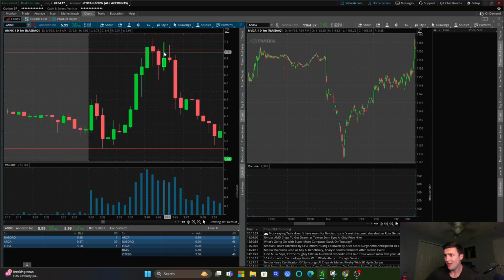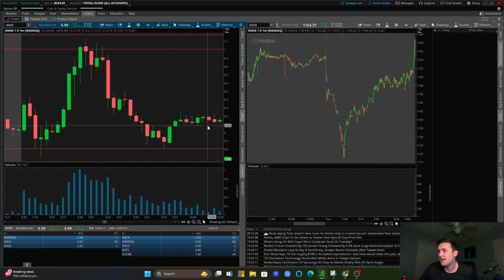But look how powerful these lines work, because now you have identified a clear rejection. We had a rejection here. We tested it again, came back, almost tested it, and then you can see that was a clear breakdown to the downside, going back to that 580 level again, where you could have made another $1 a share shorting this stock within the first 30 minutes of the trading day.